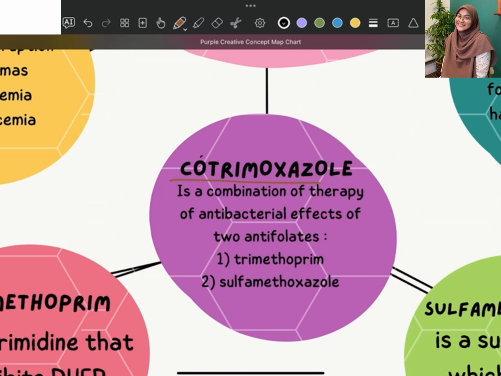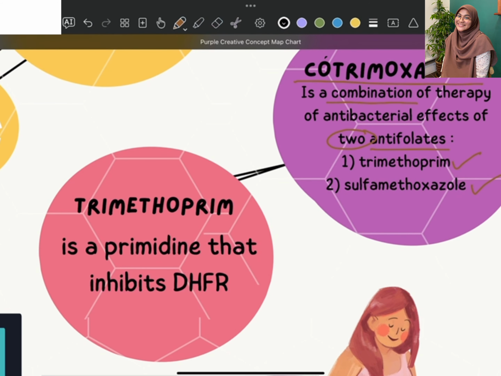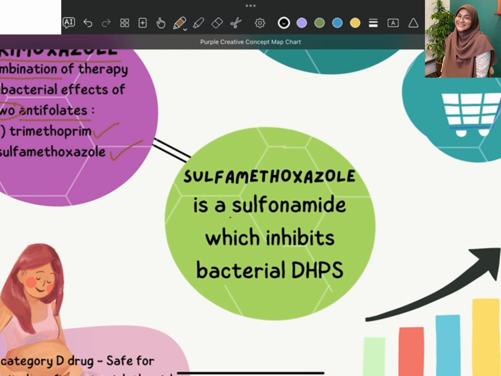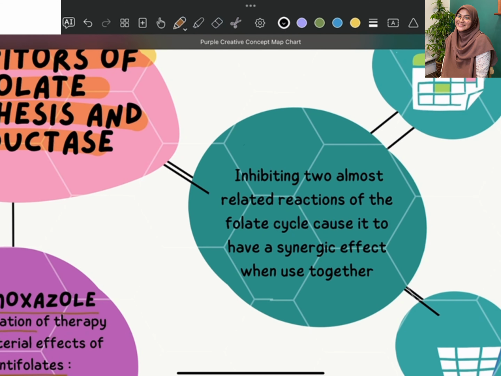Cotrimoxazole is the drug. It is a combination antibacterial therapy of two antifolates, which are trimethoprim and sulfamethoxazole. Firstly, trimethoprim is a pyrimidine that inhibits DHFR, while sulfamethoxazole is a sulfonamide which inhibits bacterial DHPS. Inhibiting two closely related reactions of the folate cycle causes it to have a synergistic effect when used together.